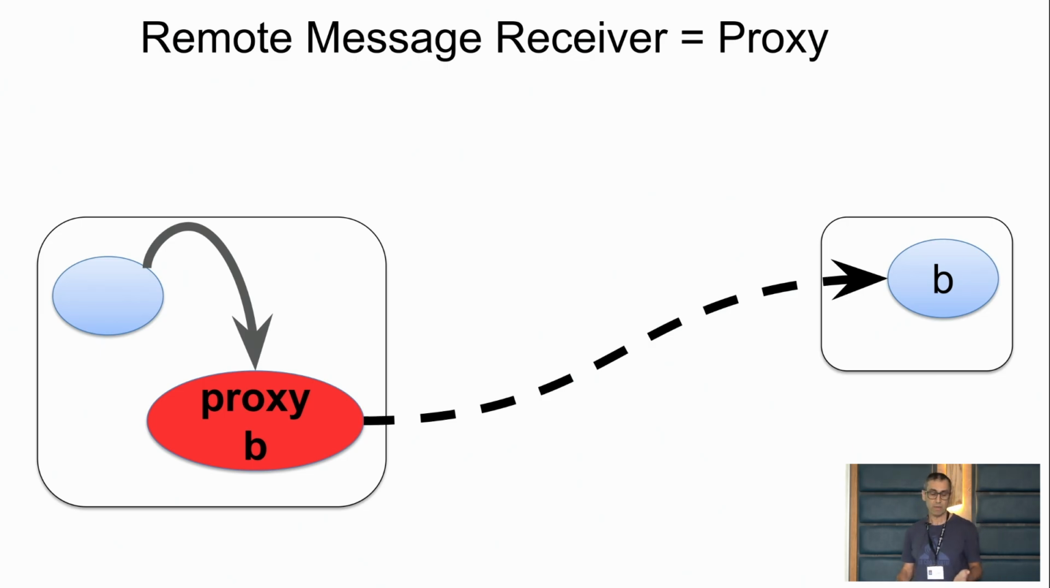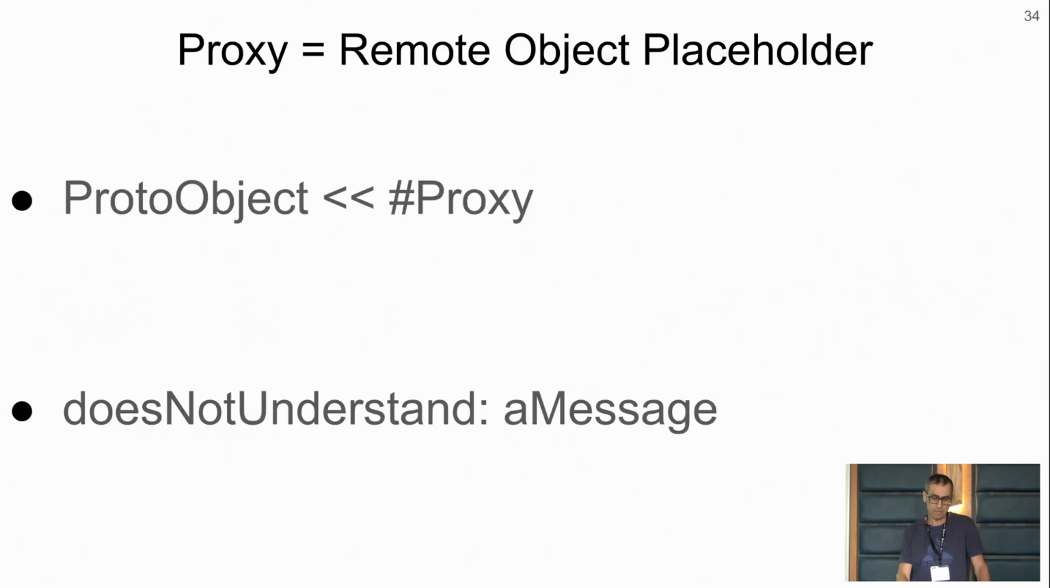As I said before, for the remote communication, the remote objects materialize as proxies. So here on the left side of the slide, we have a proxy of the object B in the remote image. So it's the proxy that takes care of transmitting the messages over the network.